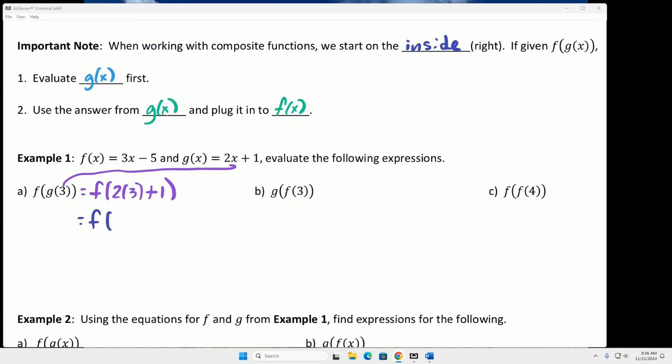Right, and then hopefully you can do that in your head. 2 times 3 plus 1, what do y'all think? 7. Right, and then f of 7, what do you think we'll do with that 7? Yeah, put it into f. And everything I put into f, I'm going to multiply by 3 and subtract 5 from it. So 21 minus 5 is just going to be 16.